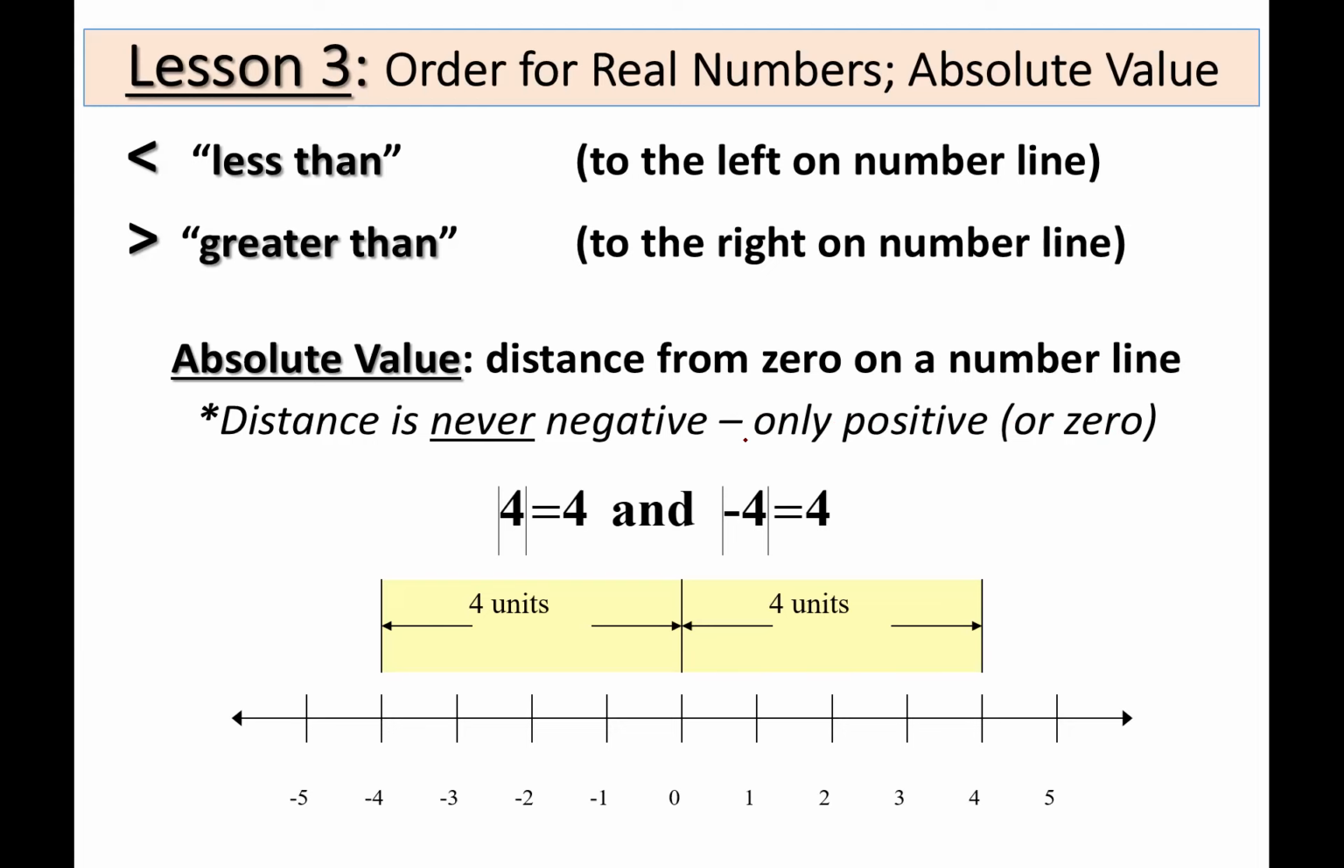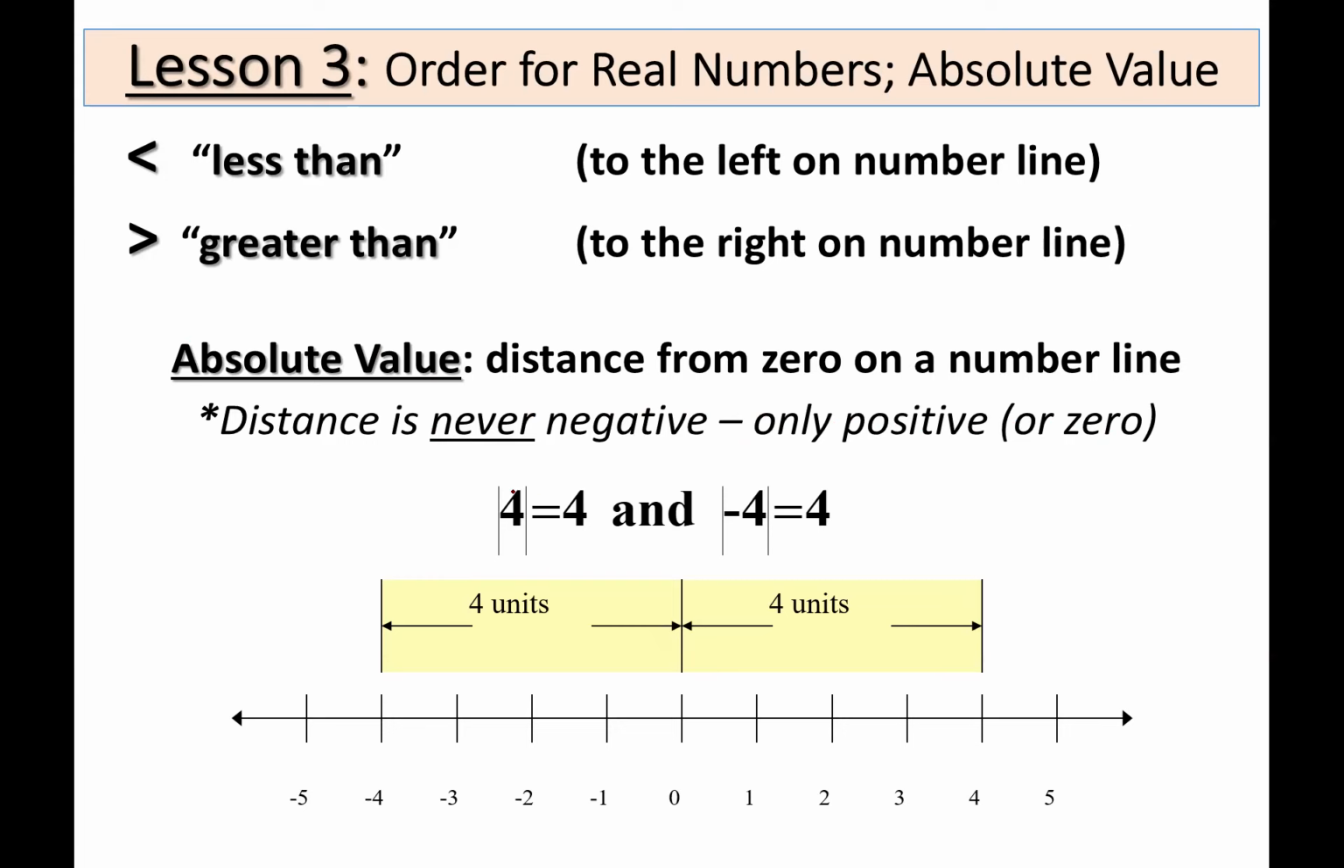So for example, if I want to know the distance from my house to the house next door, it doesn't matter whether that house is to the right or left or east or west. The distance is just positive. Might be 30 feet or 1 mile or whatever, but I would never say that the distance is negative 1 mile. So distance is never negative. Absolute value is also never negative.